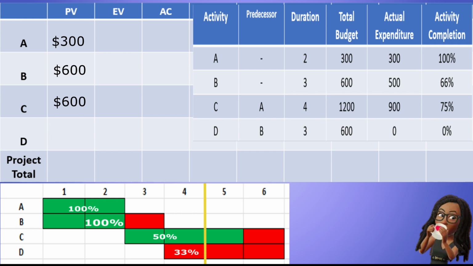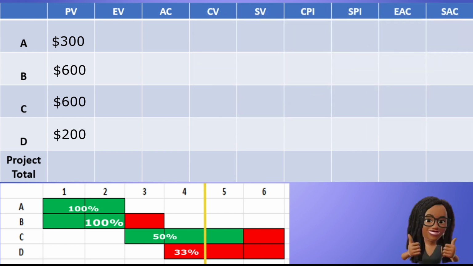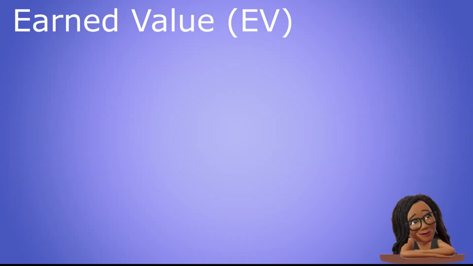For D, we plan to be 33% complete. So it's the total budget for D of $600 times 33%, which is equal to $198. We'll round up to $200 for simplicity. There, our planned values or PVs are calculated. The next step is calculating the earned value.